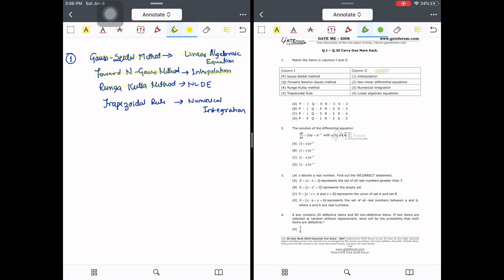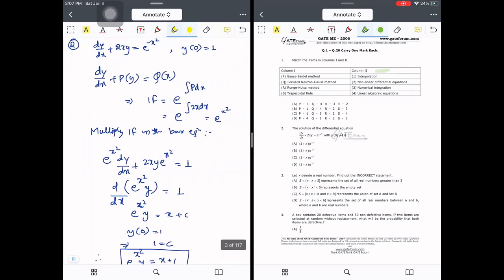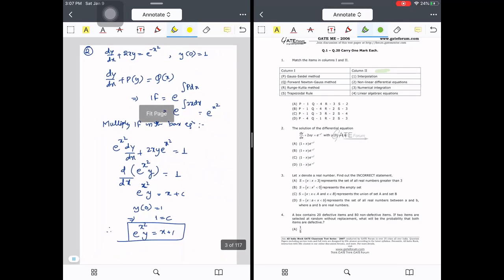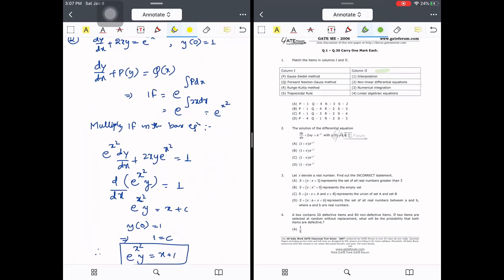Gauss-Seidel method is used for the solution of linear algebraic equations. Forward Newton-Gauss method is for interpolation, based on interpolation theory. Then the Runge-Kutta method is used for the solution of non-linear differential equations. Trapezoidal rule is for numerical integration. In the upcoming GATE questions, we will be dealing with this type of question in numericals, and we will get to know how these things are done.